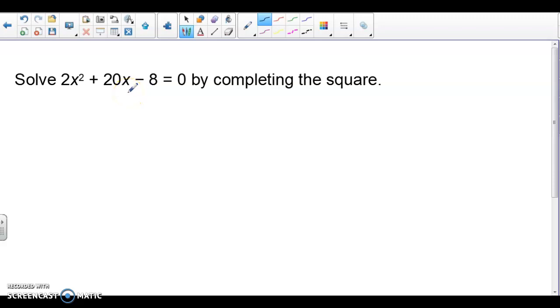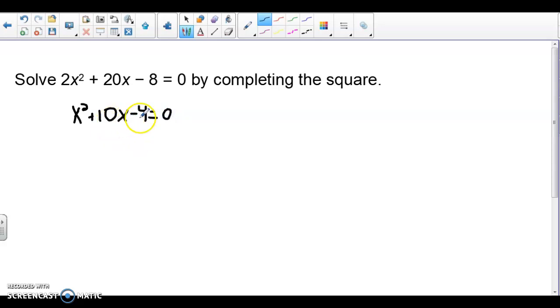So the next step would be to solve by completing the square if the a value is not 1 and there's a c value on the same side. So this is easily done. You have a choice of what you want to do first. We can either move the c value to the other side, or we can divide everything by 2 to get the a value to be 1. So let's just do that. We'll divide everything by 2, and we'll get x squared plus 10x minus 4 equals 0.